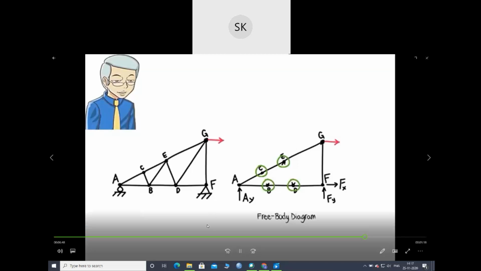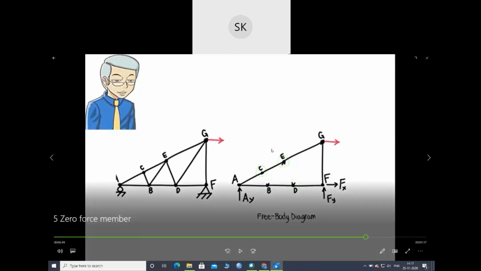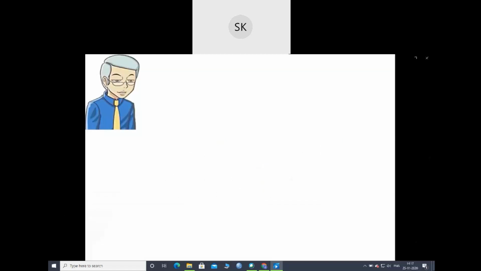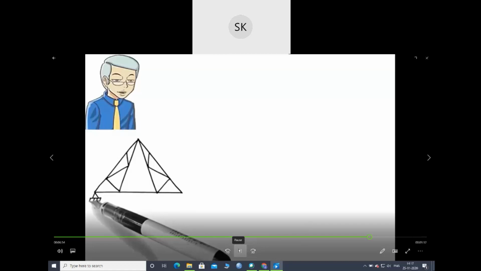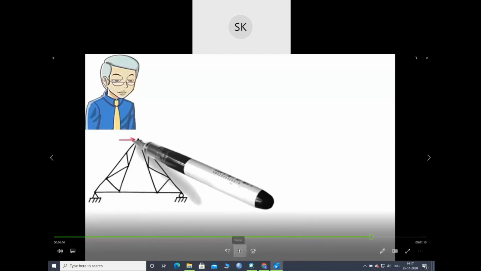So in these four joints, Rule 3 is applied, where three members are meeting and two of them are collinear. So this will be a zero force member. So we omit the zero force members to find out the rest of the forces and reactions. See if you can identify the zero force members in these trusses.